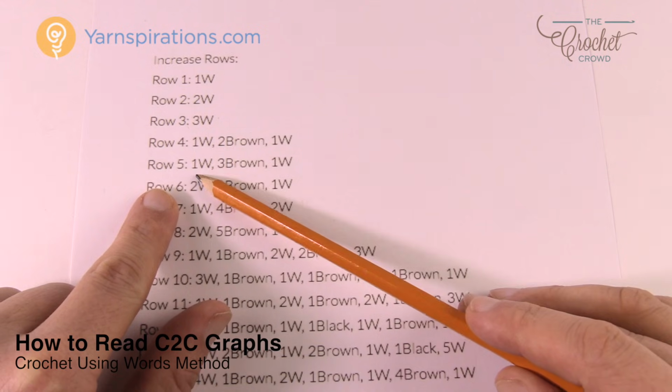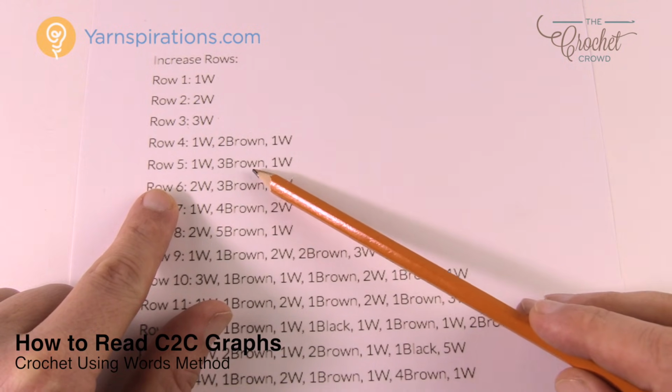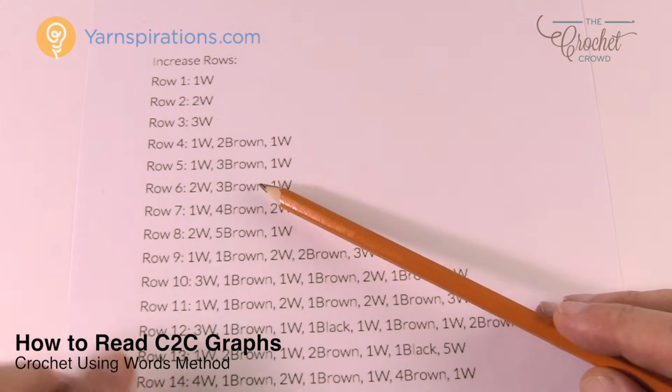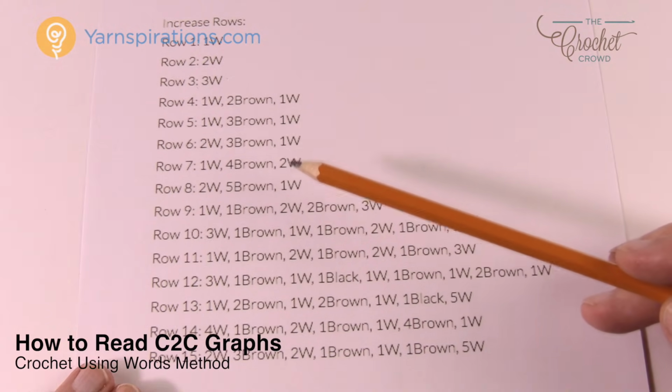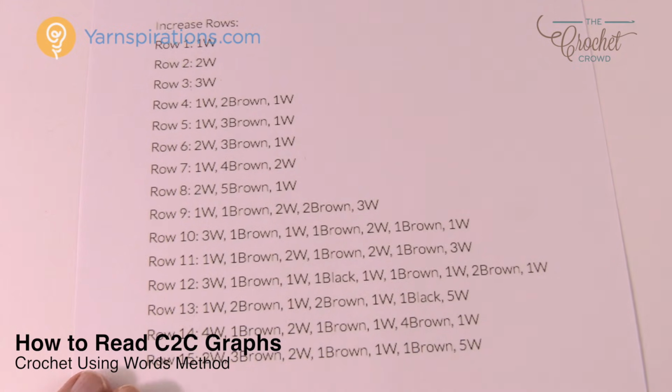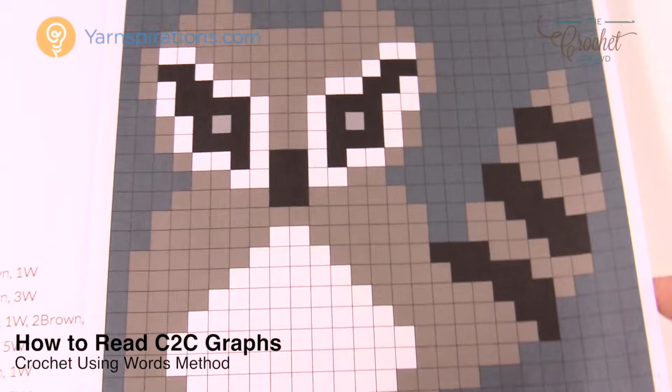Row number 5, there'll be 1 white block, 3 brown blocks, and then 1 white. And you just continue to do that, and you work your way down. This is a lot easier to follow than it is for you to go and look at these charts. So let me show you a chart, or a graph, Daniel did here.